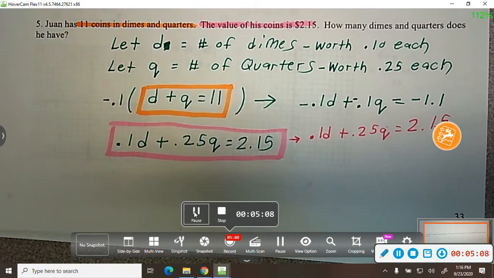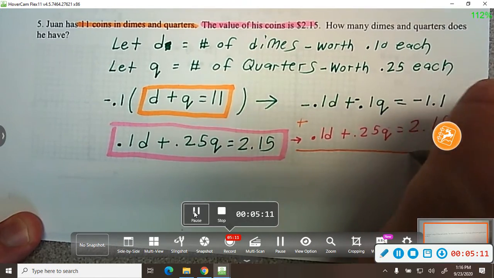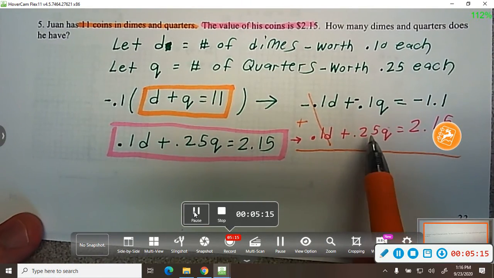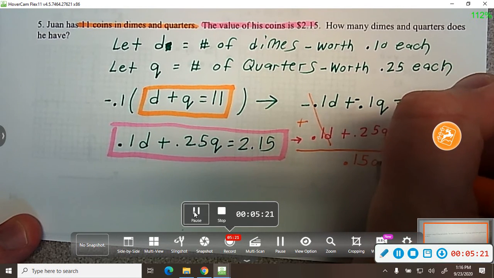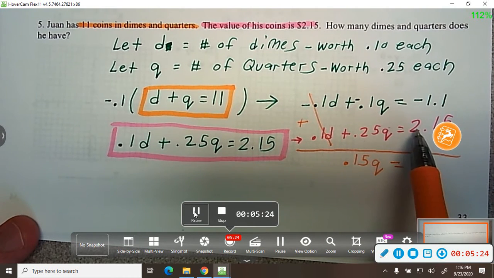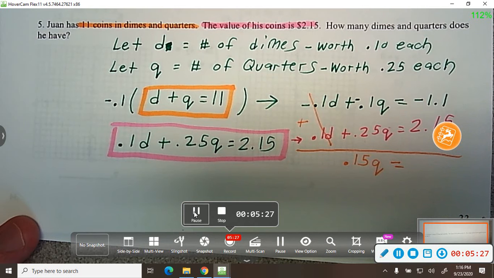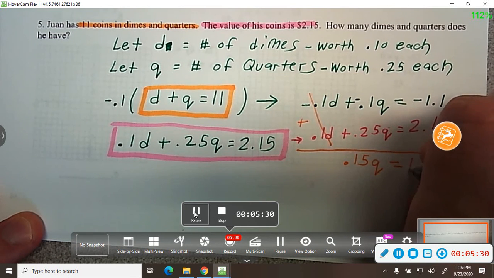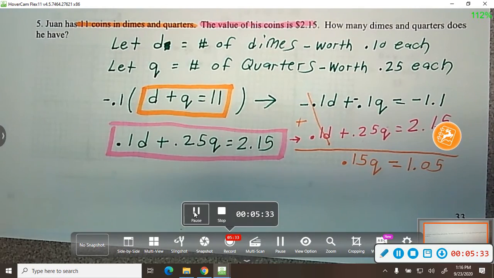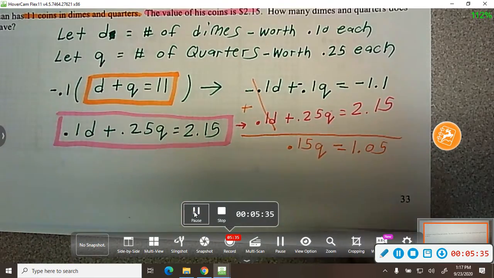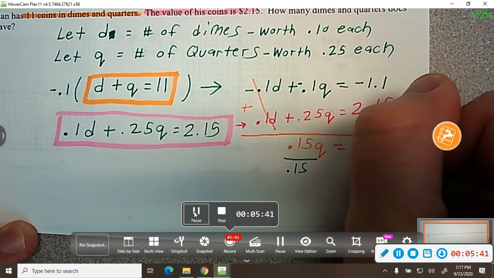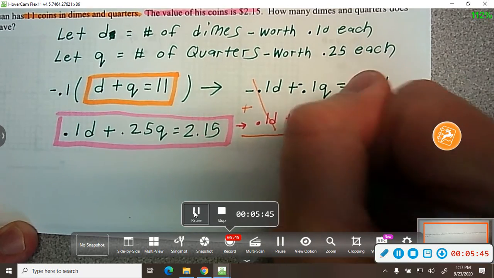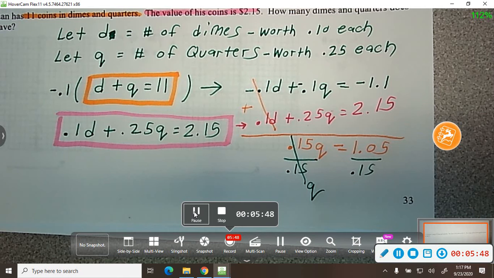From there, I'll add them together because they're opposites. Those eliminate. If you take a quarter, take away 10 cents, that's 0.15. And then if you take 2 minus 1, that's 1. 15 cents minus 10 cents is 5, so that'd be 1.05. Then I divide by 0.15, and I get Q is 1.05 divided by 0.15, and that's 7.